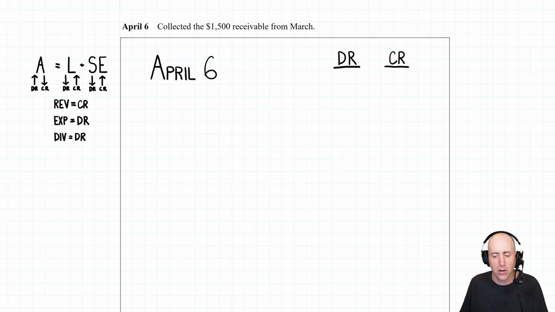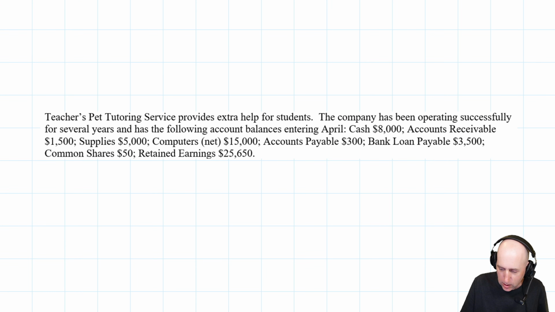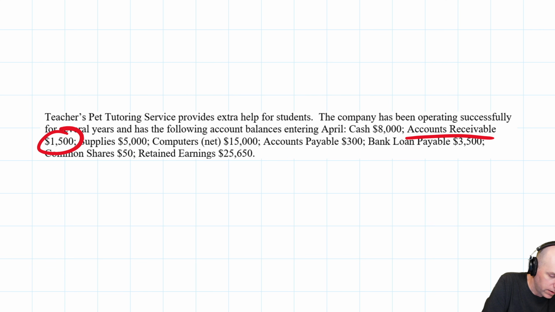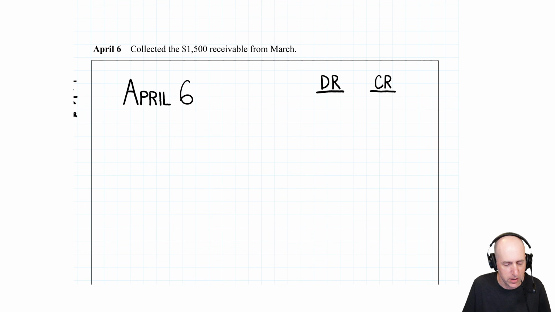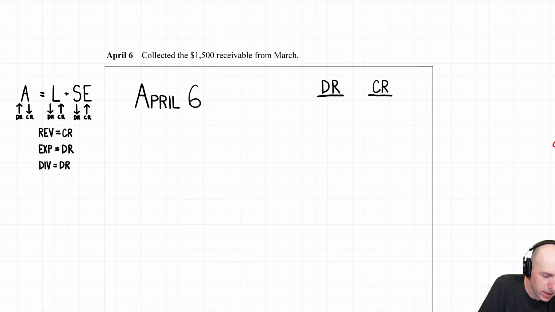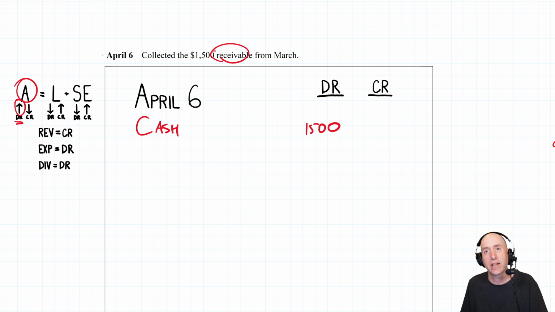Collected the $1,500 receivable from March. If we look back to the question, we will see we had receivables of $1,500. Now it's saying we collected that $1,500 receivable. So did cash change hands? Yep, cash is an asset. It's going up. We debit cash. The credit here, well, it's a receivable we collected.